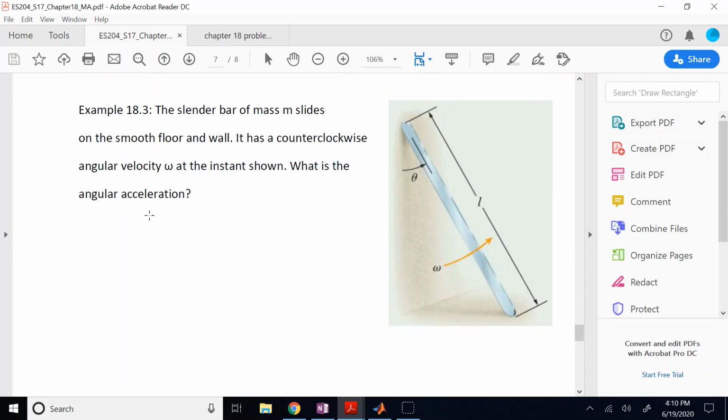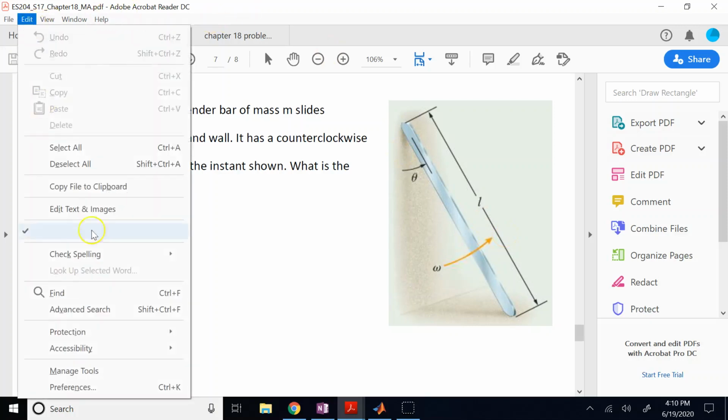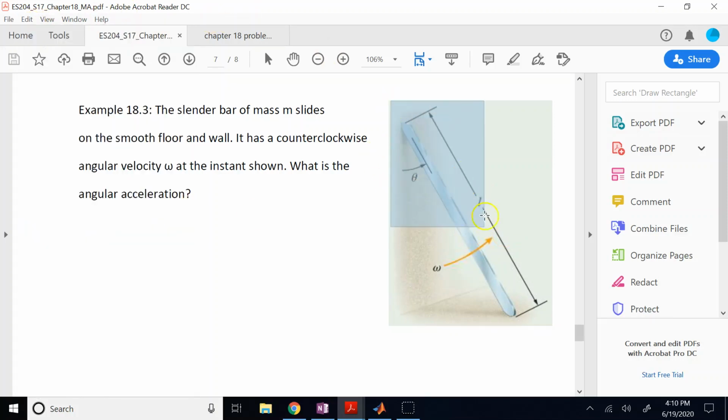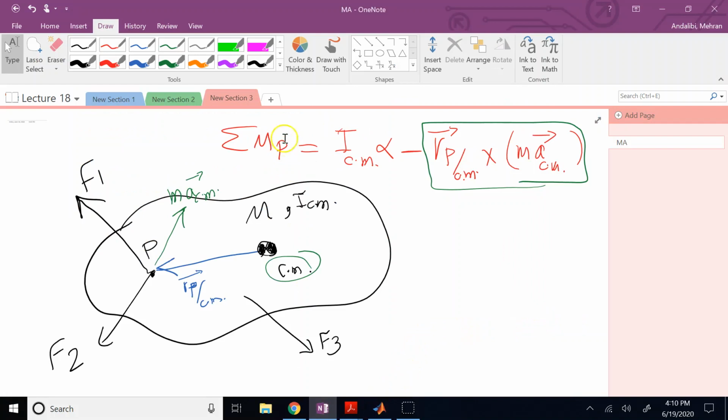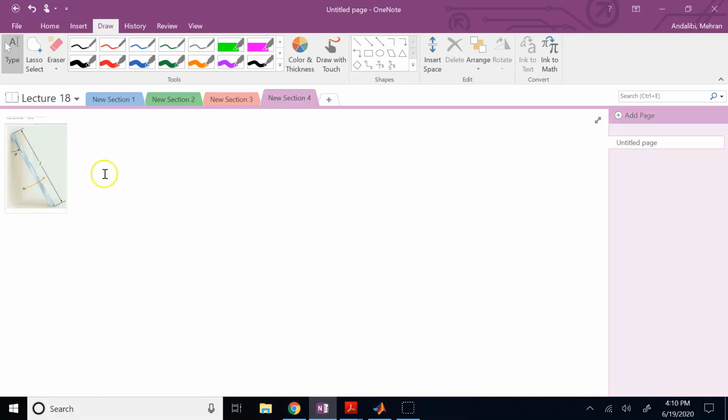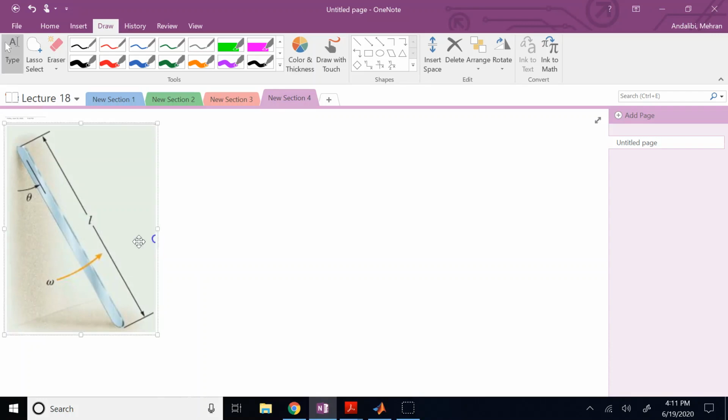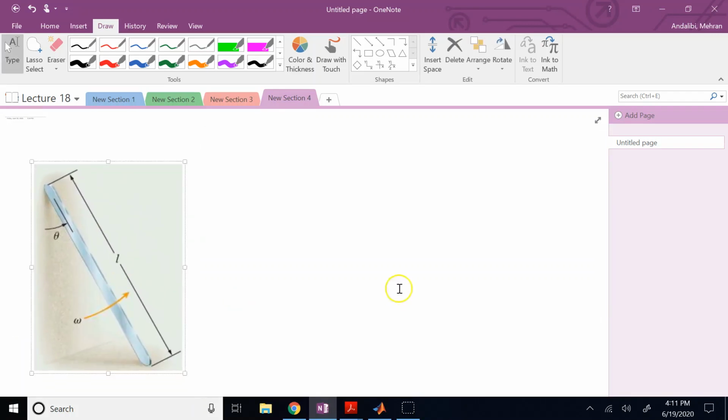Then we do a lot more in the classroom. So here you have a slender bar, mass m and length L. Currently it has angle theta with respect to the vertical direction, and it has an omega, counterclockwise. You want to know what is the angular acceleration at the moment. Okay, so you want to find alpha at this moment. And it's all parametric. There is no number here. You have to solve with parameters. Okay? So this is our problem. And the problem is simply asking about alpha.